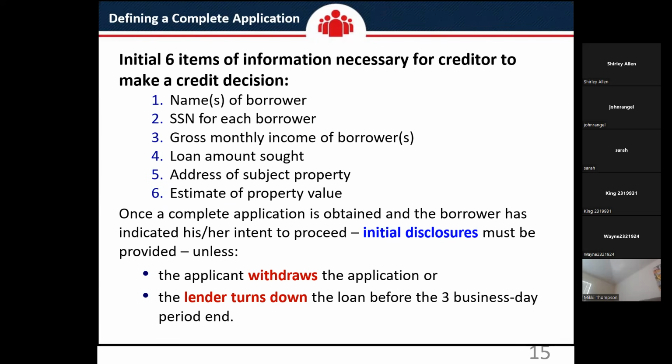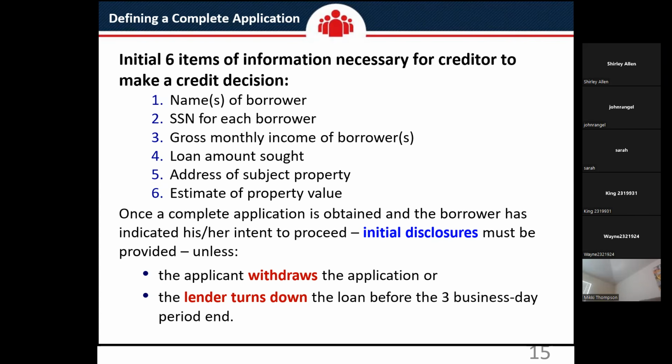The initial 6 items of information necessary for the creditor to make a credit decision. This means, what do we put on the 1003? The Uniform Residential Loan Application is called a 1003, Form 1003. It's Fannie Mae's Form 1003, but I think it's Freddie's Form 65. Same form we use to take the information for an application. It has the names of the borrower, the social security number for each borrower, gross monthly income of the borrowers, the loan amount being sought, the address of the subject property.